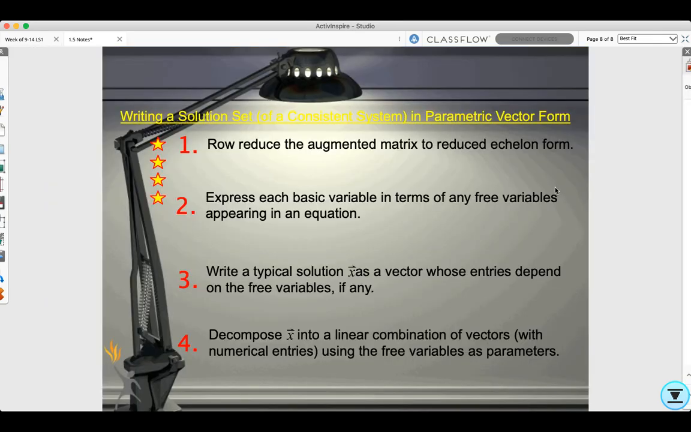So in closing, writing a solution set of a consistent system in parametric vector form. 1, you would row reduce the augmented matrix to reduced echelon form. 2, express each basic variable in terms of any free variable appearing in an equation. 3, write a typical solution x as a vector whose entries depend on the free variables, if any, and then decompose x into a linear combination of vectors with numerical entries, using the free variables as parameters.